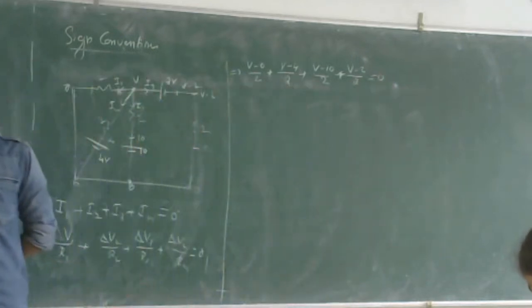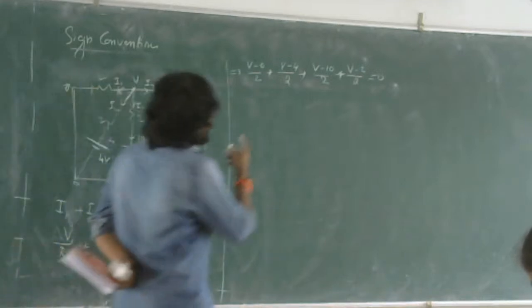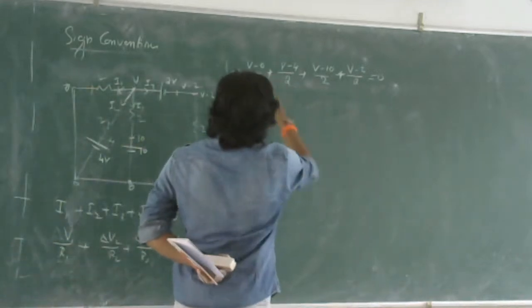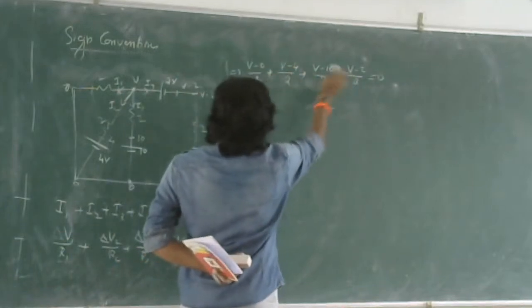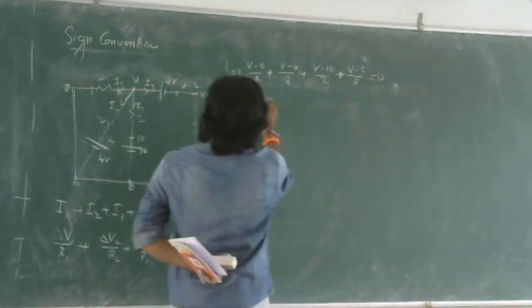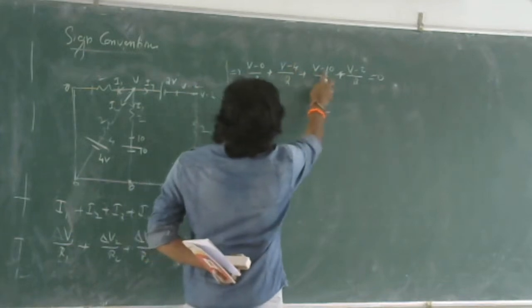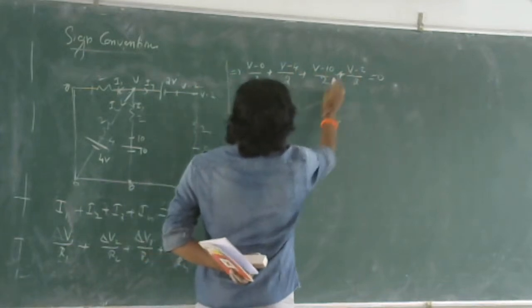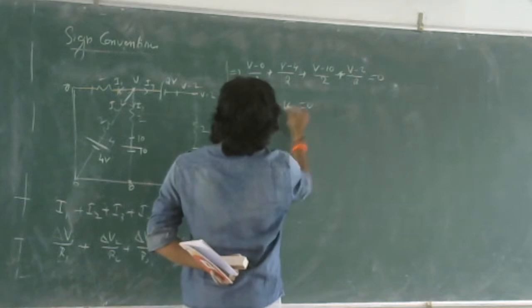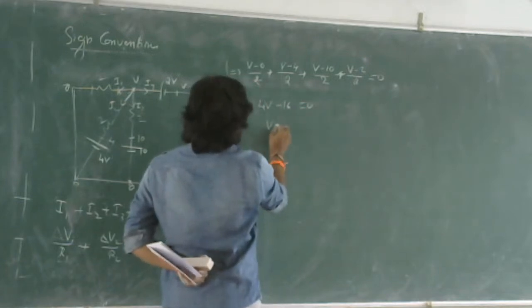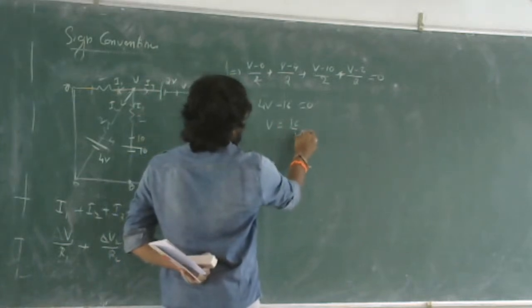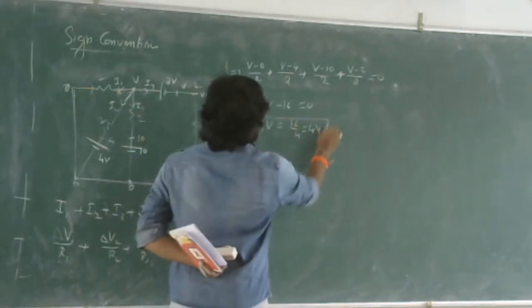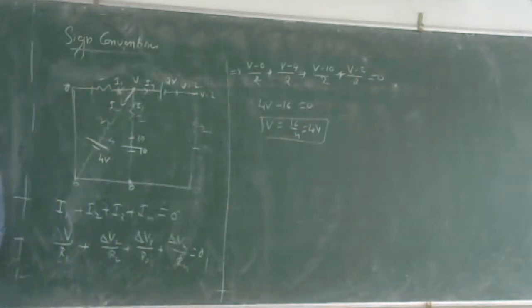Is it clear? On simplifying this further, because in every denominator we have 2 only, take LCM 2 and then you will simplify. All the V's: 1, 2, 3, 4, so 4 V's, minus 4, minus 10, minus 2. How much? Minus 16 is equal to 0. So 4V is equal to 16, or V is equal to how much? 16 by 4, which is equal to 4 volts. You understand? This is 4 volts.